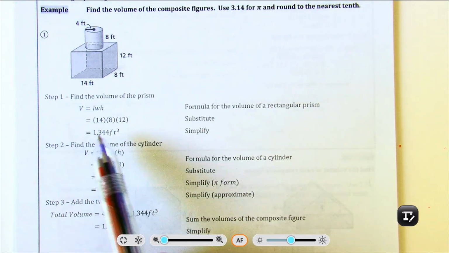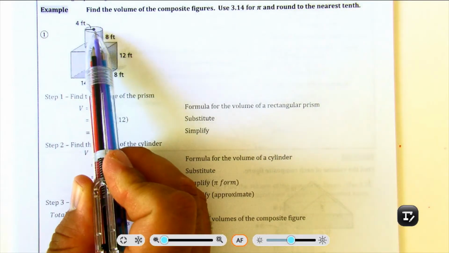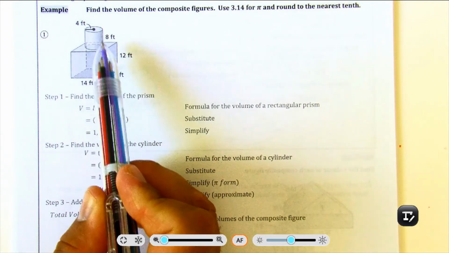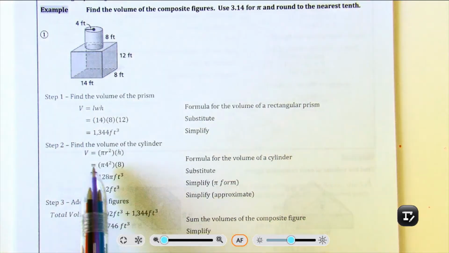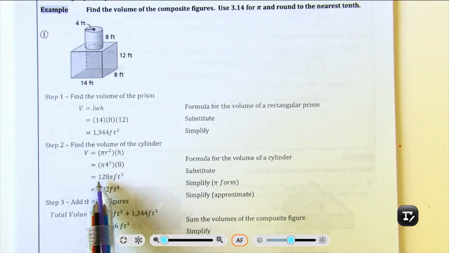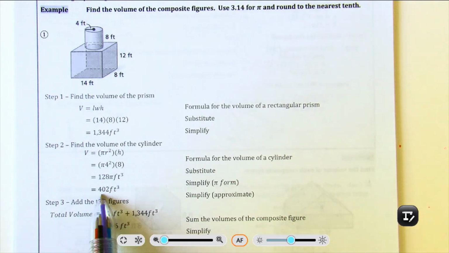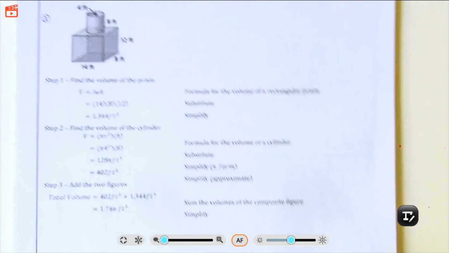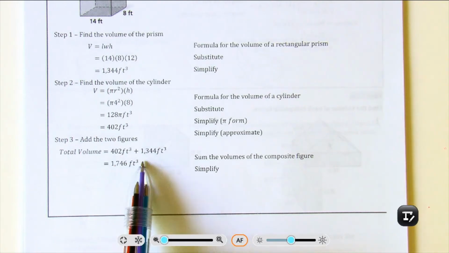And now focusing on the cylinder, we have a radius of 4 and a height of 8. So we have pi times 4 squared times 8, which ends up being 402. Then the last step is adding the two volumes. 402 plus 1,344 is 1,746.